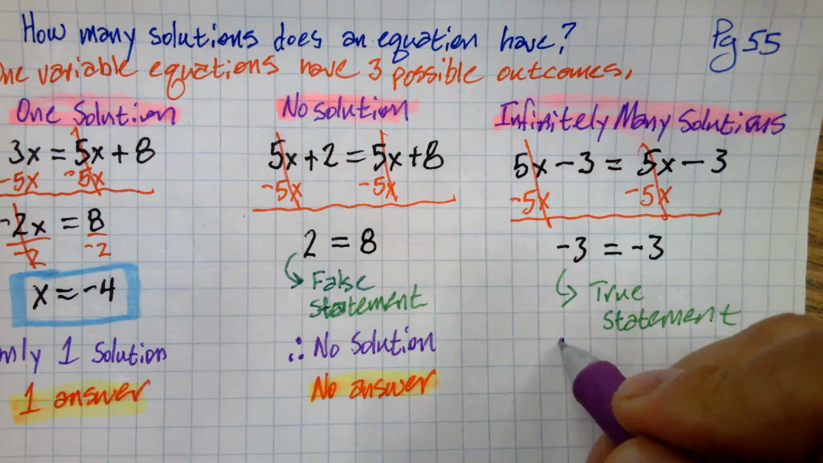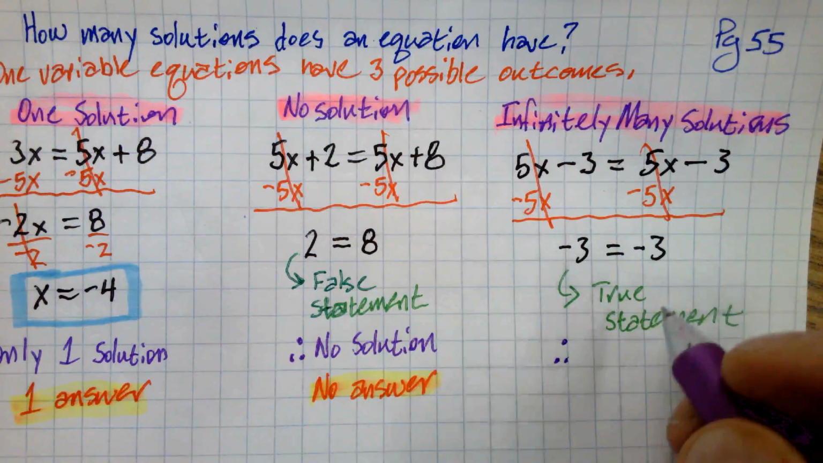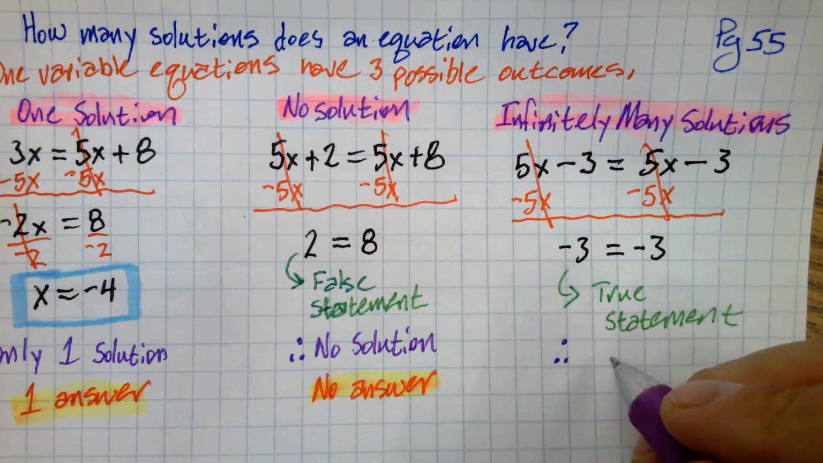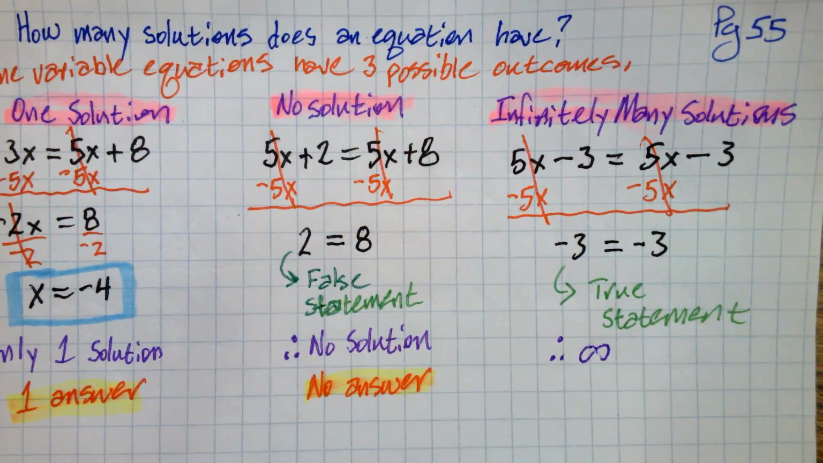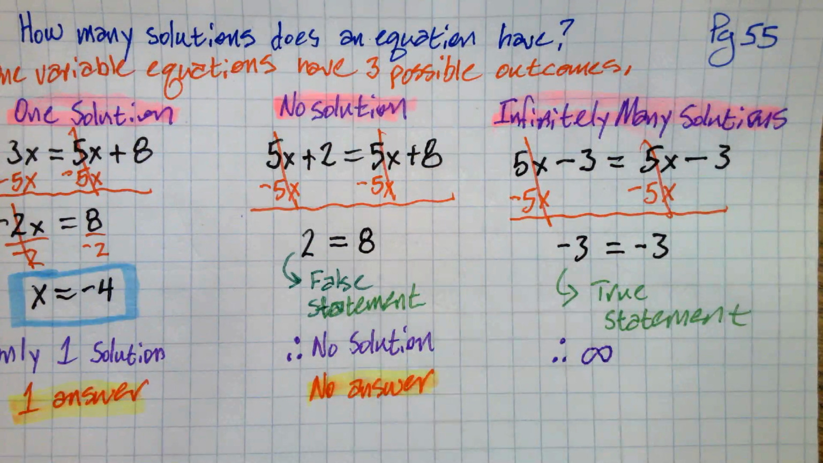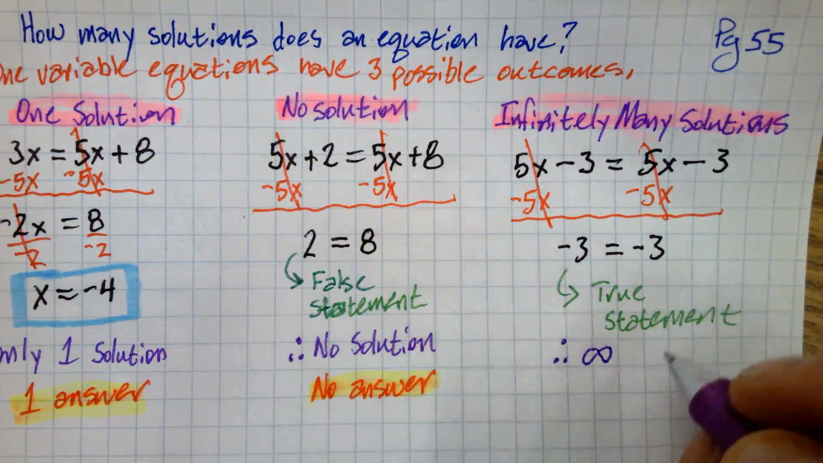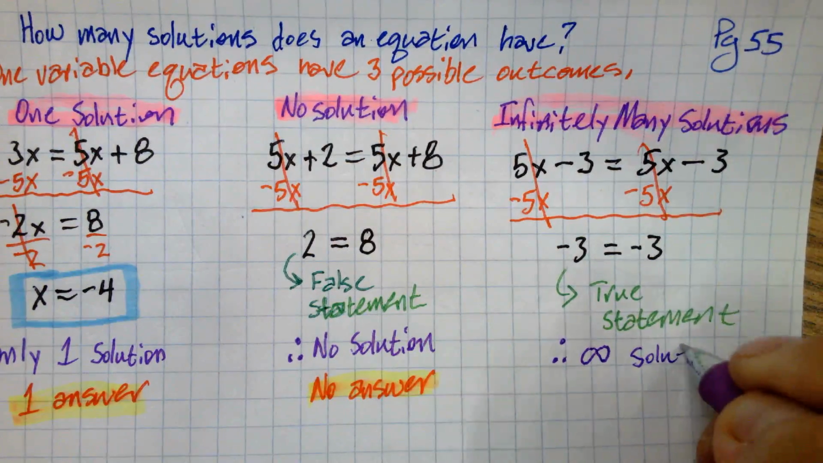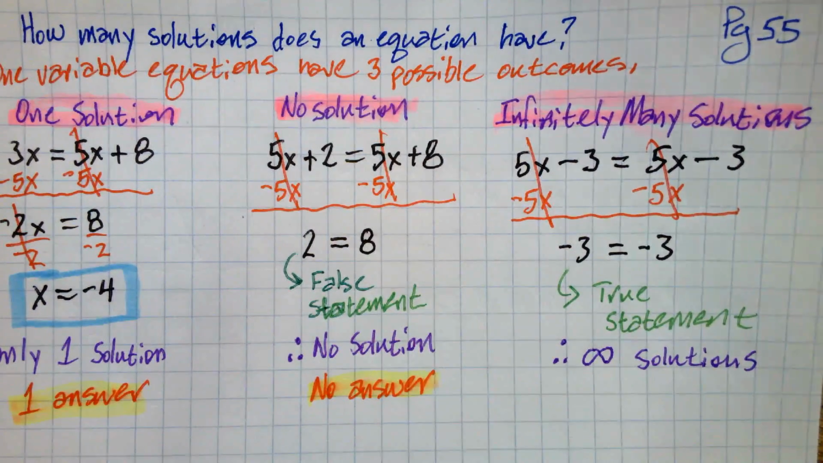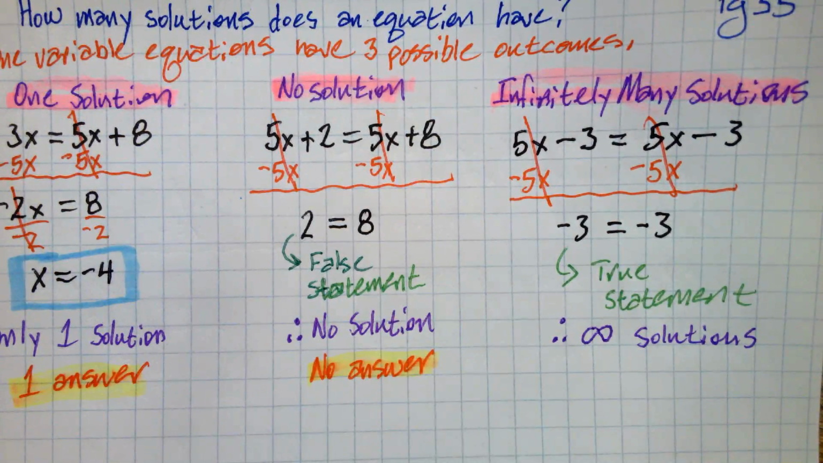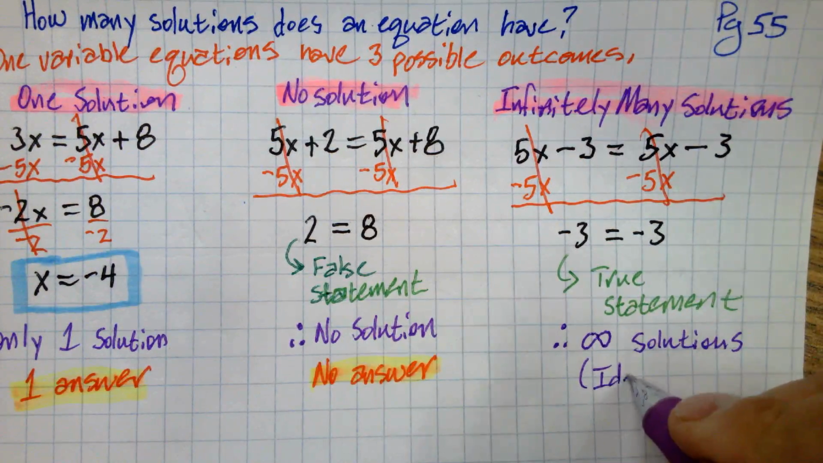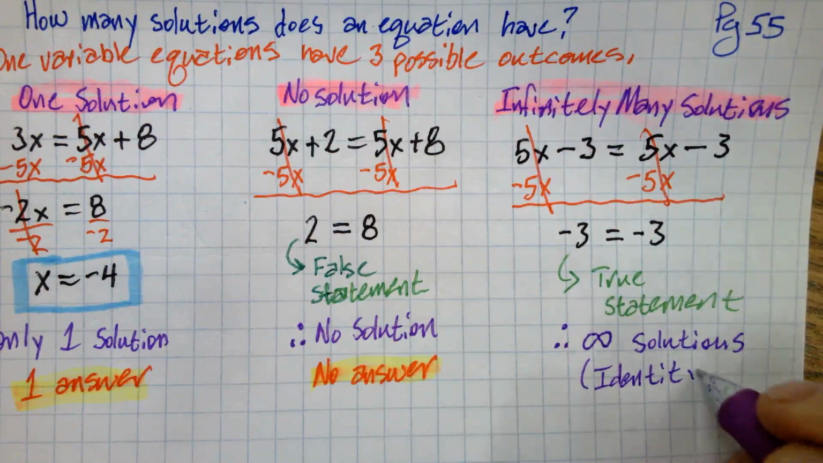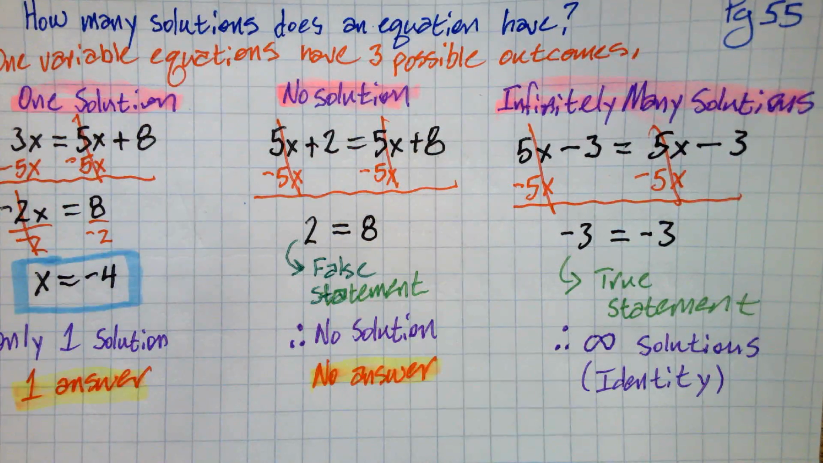So therefore, infinite solutions. I get to use my favorite symbol, the lazy 8. Infinite. You guys know about the infinity symbol, right? Infinite solutions. Sometimes they won't call it that. They'll call it an identity. It means the same thing. And what this means is every single number is a solution.